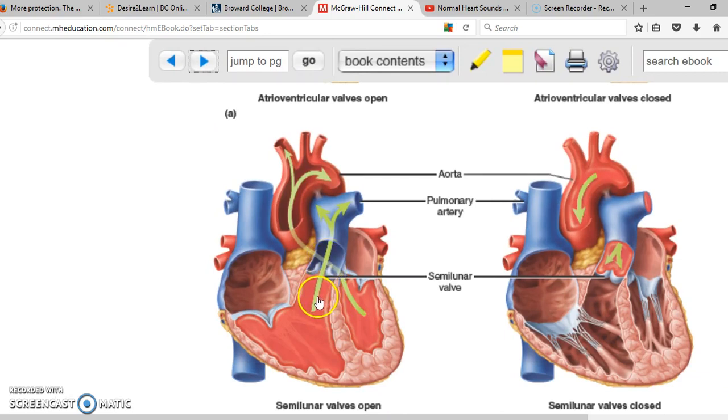Because the pressure now in the ventricle is going to be higher than the pressure in the pulmonary trunk, the blood will get pumped. And this is called, again, systole. What happens after this gets pumped? Then obviously systole is first.